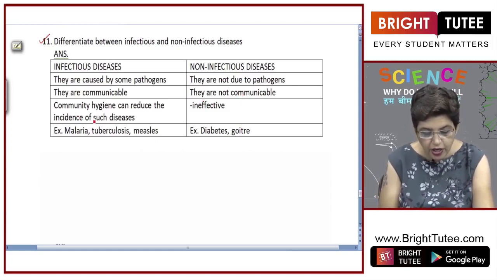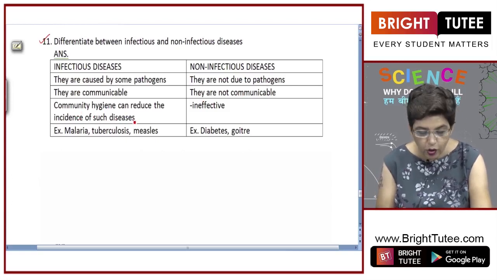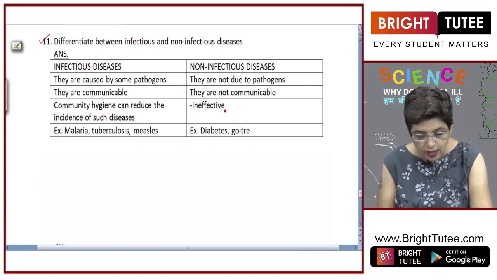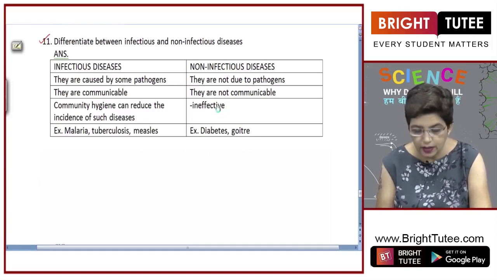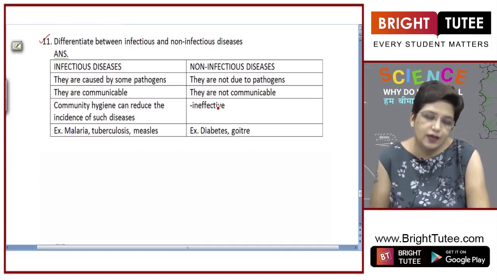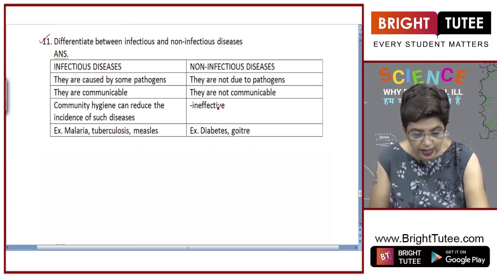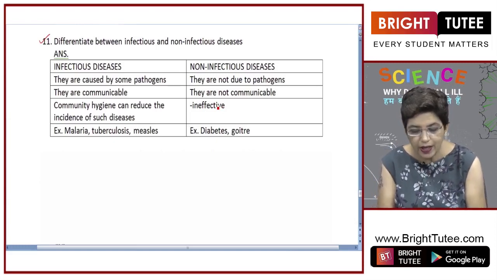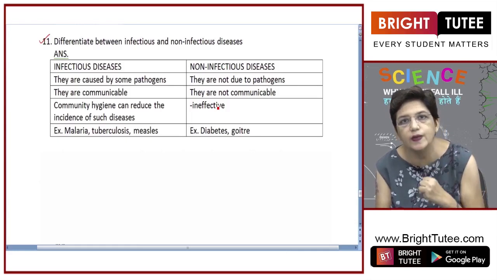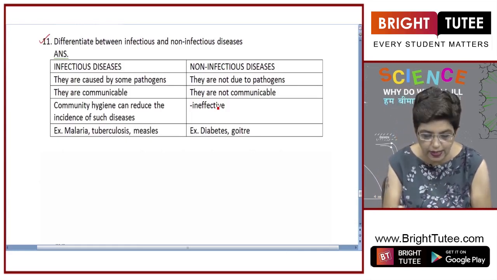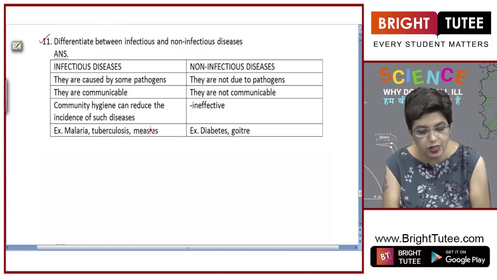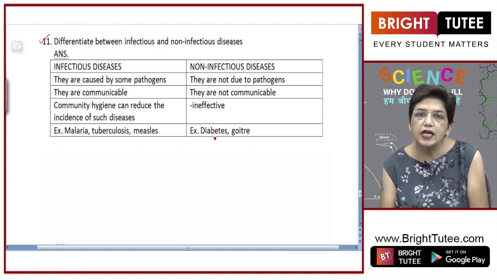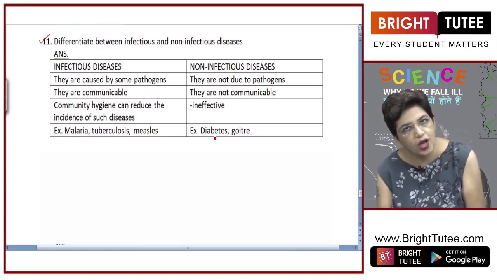Community hygiene can reduce the incidence of infectious diseases, because if you are living in clean surroundings, then you are less prone to such diseases. But community hygiene is ineffective in preventing non-infectious diseases. In infectious diseases, the factors are external, like pathogens or unhealthy surroundings. But in case of non-infectious diseases, the reasons are internal. Our own body design is the reason. For example, malaria, tuberculosis, measles, they all are infectious diseases. On the other hand, diabetes, goiter, even cancer, these are all non-infectious diseases.